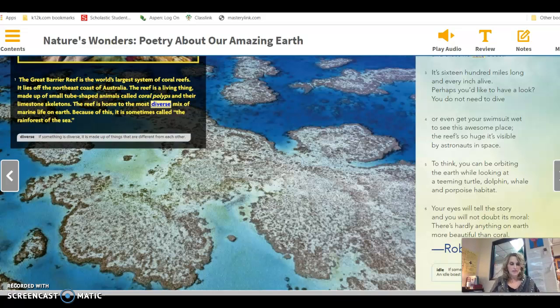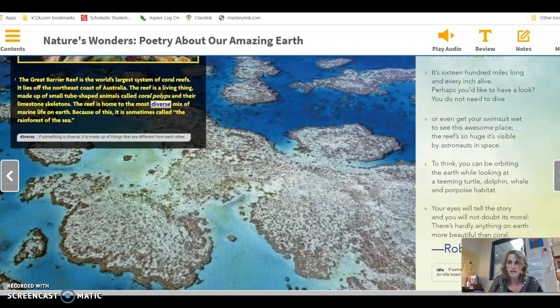This poem and this author, if you're thinking about his author's craft, I'm just going to go ahead and help you think through this first one, because you're going to be looking at each of these poems and trying to decide, what is the author's craft? What are they using to let me know how they feel about their story? In this one, the author of this poem feels a sense of awe about the Great Barrier Reef.